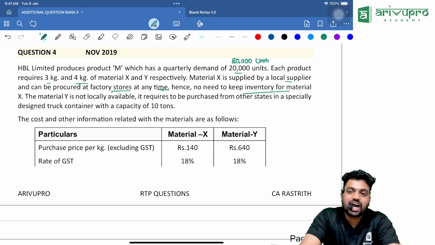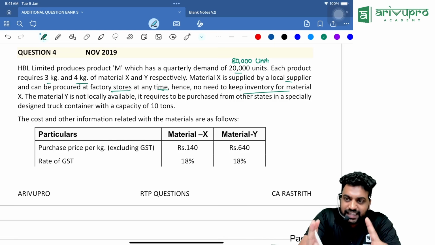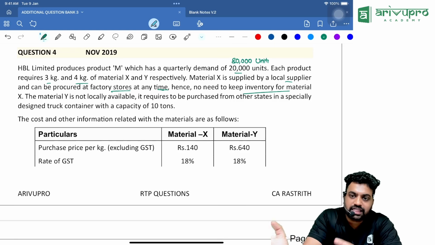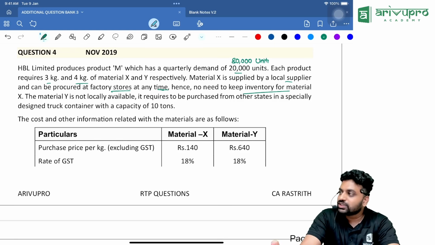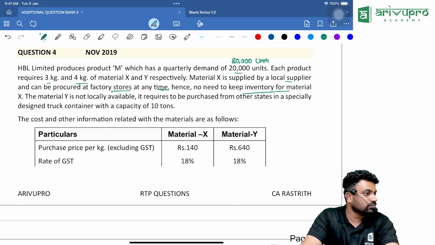Which means there is no order size for that. Whenever we need any order, just tell them, they will send it immediately. No need to keep the stock. If we don't have to keep the stock, no need to have the carrying cost. If there is no carrying cost, then there is no point in calculating EOQ. Whatever you order, everything is EOQ only, because your ordering cost and carrying cost will be the same.